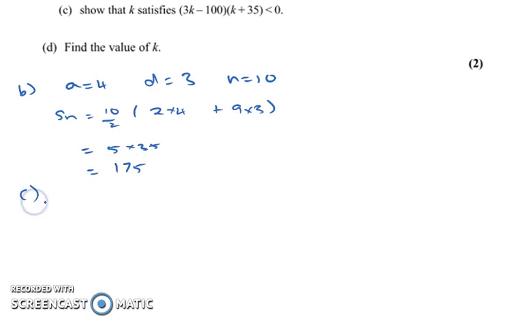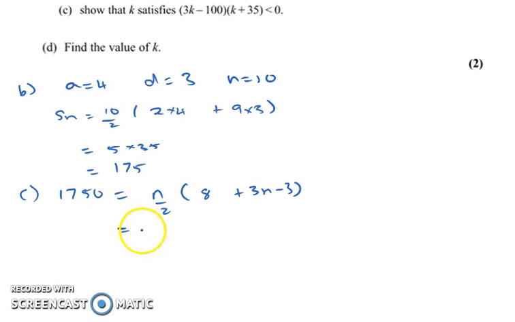Okay, on to part C, where it says show that k satisfies the following expression. It tells us that she's got 1,756, so that's our S_n. She continues to make the pattern. We don't know n, so n over 2, 2 times the first term, which is 8. And the common difference is 3, so we've got 3n minus 3.